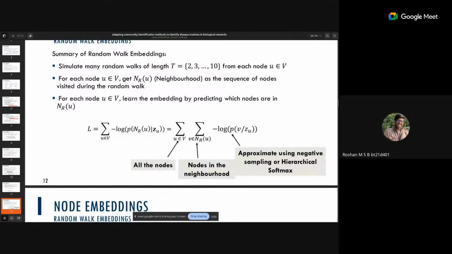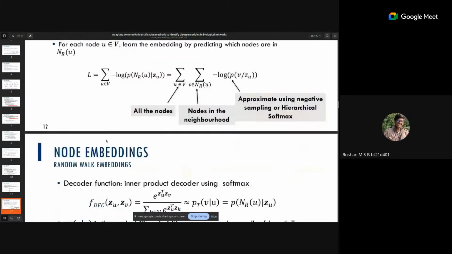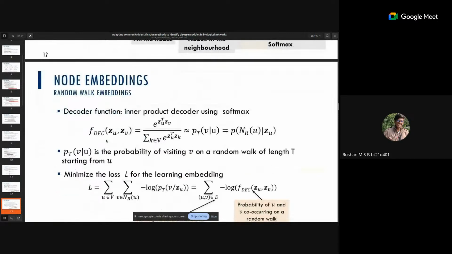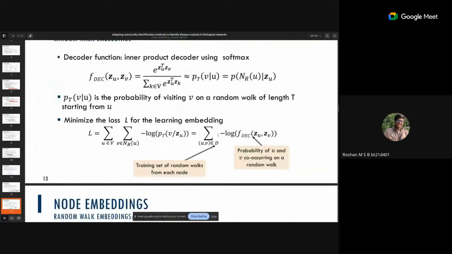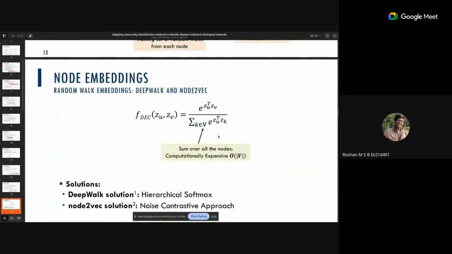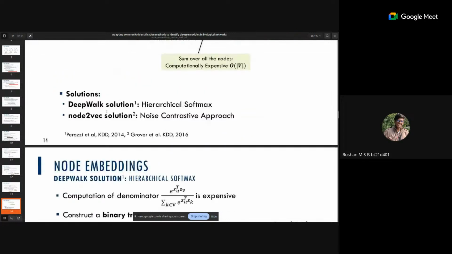And again you have a loss function that is defined like this, and you want to minimize this loss function. And again, there is a decoder function that is defined like this. So every algorithm has those three components: a decoder function, a similarity measure, and a loss. The similarity measure here is obtained from the random walks that you generate, and you also have the decoder function, which measures how different it is.